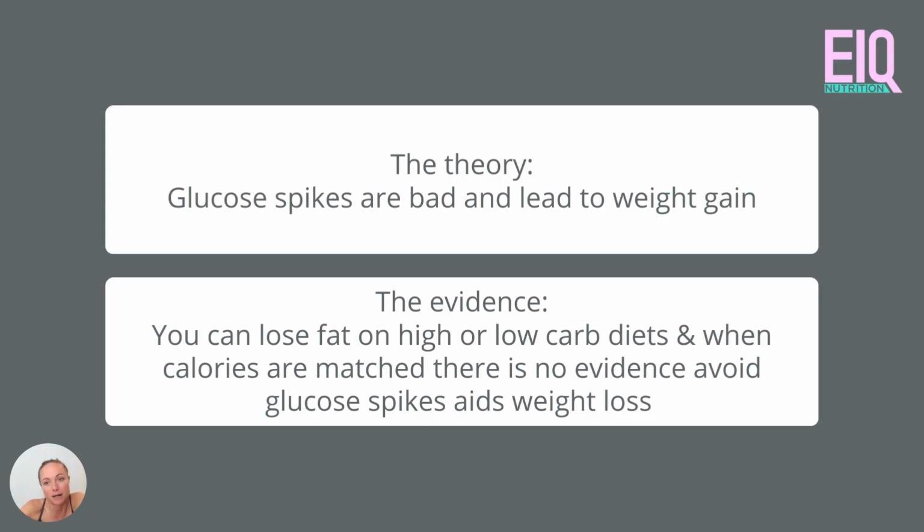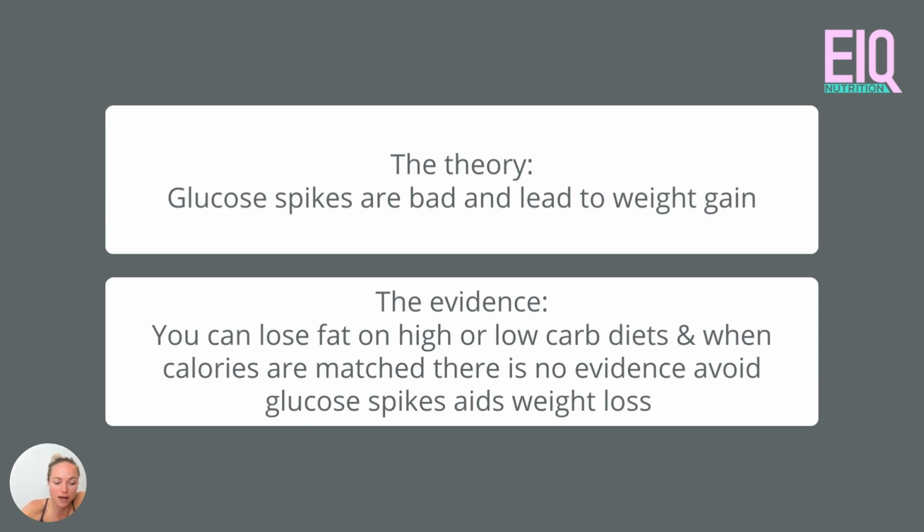But the theory behind this is quite a simplistic one, and that is that glucose spikes are inherently bad and lead to weight gain. And a lot of diets at the moment are pushing this narrative. We'll call that diet Joey, and you'll probably know what I'm talking about. But anyway, the evidence at the moment doesn't support this.